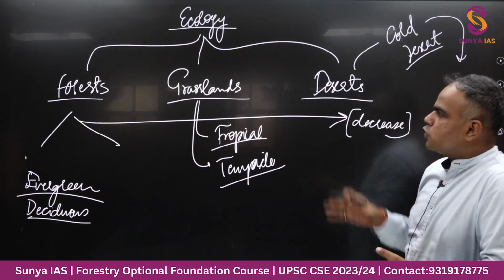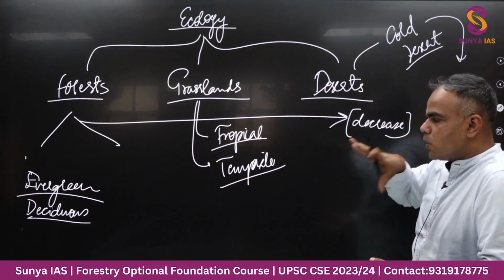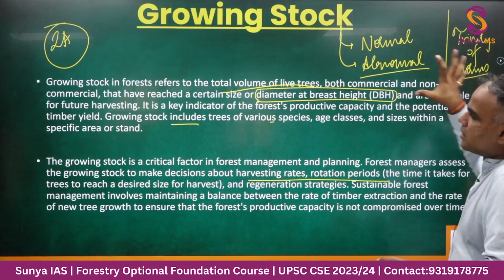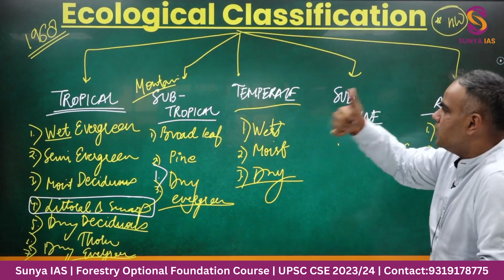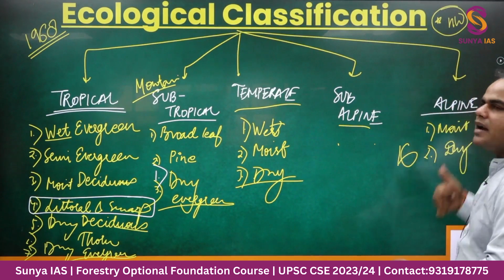Fine. So this also is one thing which is very important for you to understand. And then you can understand the Champion and Seth classification: tropical, subtropical, mountain subtropical, temperate, subalpine and alpine.